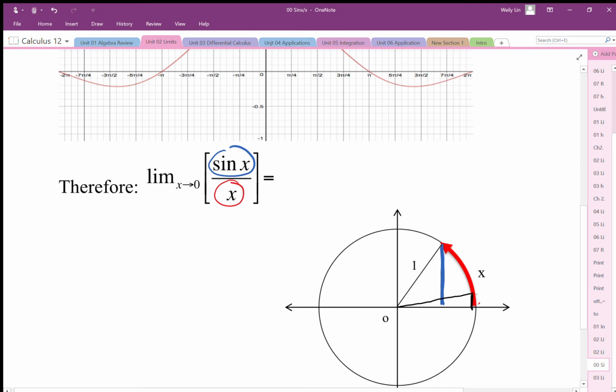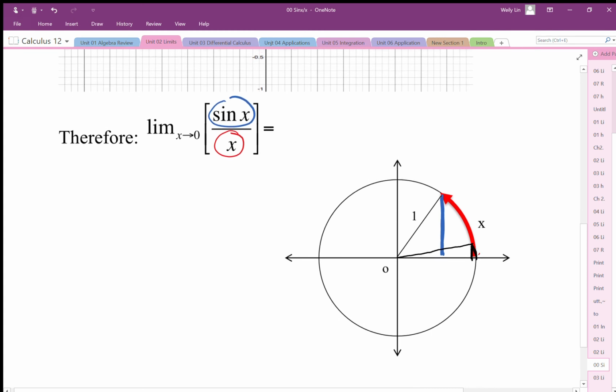Now what's happening is that the arc value and the vertical value start becoming more alike. In fact, as we zoom in on a circle, the arc of a circle starts to look straight. It's just like being on Earth, and we know that Earth is round, but we're standing on a very small section of the Earth, a very small arc length of the Earth, and it feels flat.